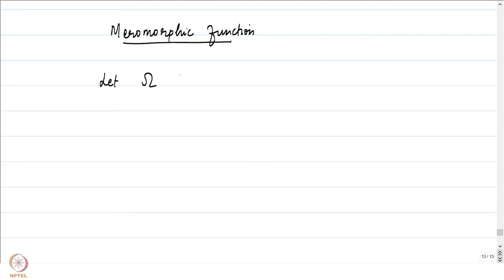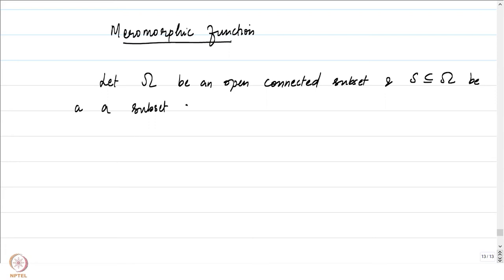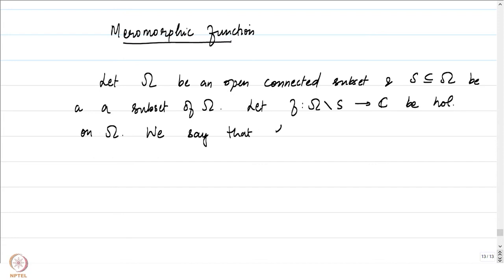So, let omega be an open connected subset, and let S be a subset of omega. Suppose we have a function f which is defined on omega minus S, and let f be holomorphic on omega minus S. We then say that f is a meromorphic function on omega. Notice the terminology: we say that f is a meromorphic function on omega.